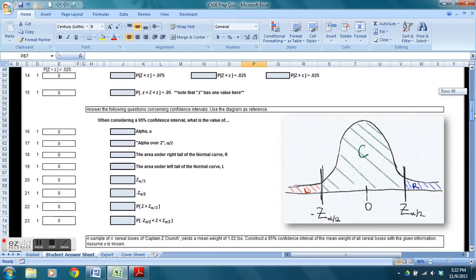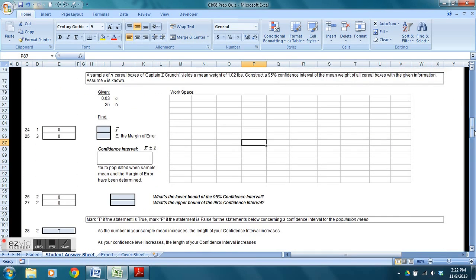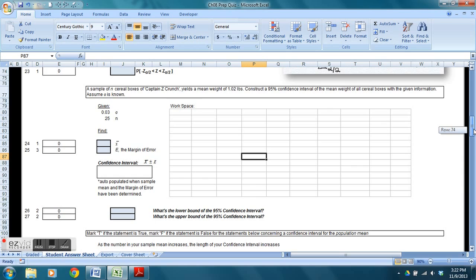So, we will move down to the first computational problem. And make sure you do the first 23 before doing this. A sample of n cereal boxes has a mean weight. Construct a 95% confidence interval for the mean weight of all cereal boxes with the given information, and assume that the standard deviation of the population, sigma, is known.